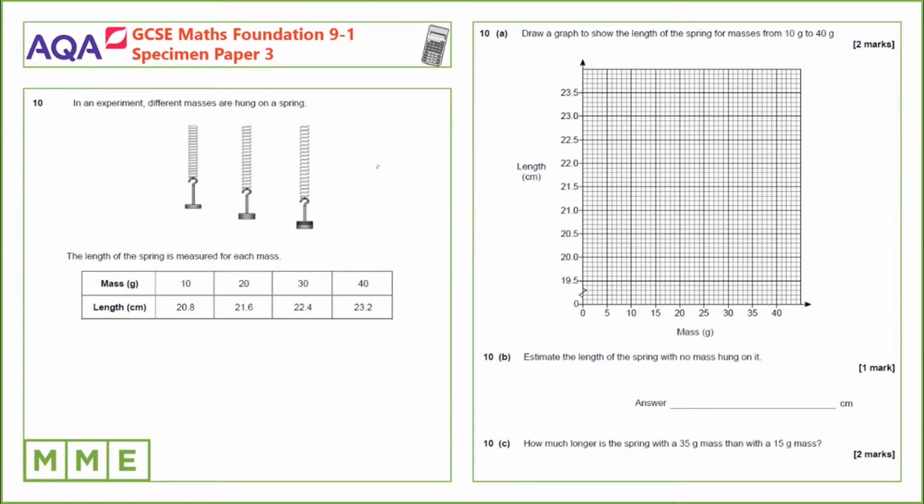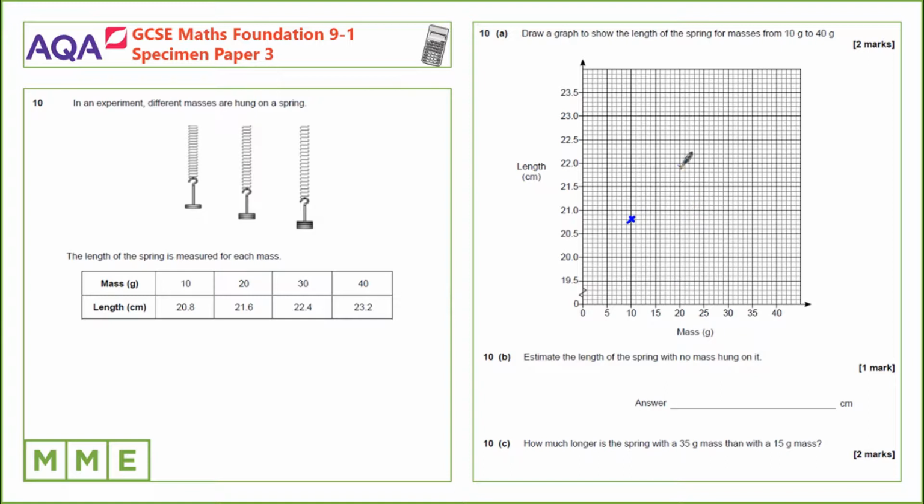Question 10. In an experiment, different masses are hung on a spring. The length of the spring is measured for each mass. Draw a graph to show the length of the spring for masses from 10 grams to 40 grams. We need to plot these on our graph, so 10 grams is going to be plotted up here at 20.8. 20 grams is going to be plotted up at 21.6.